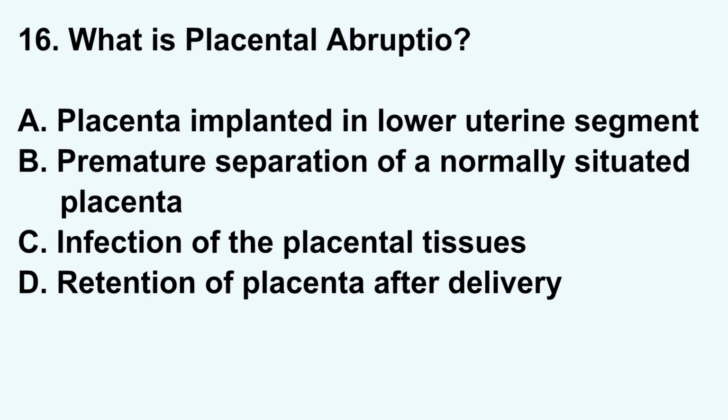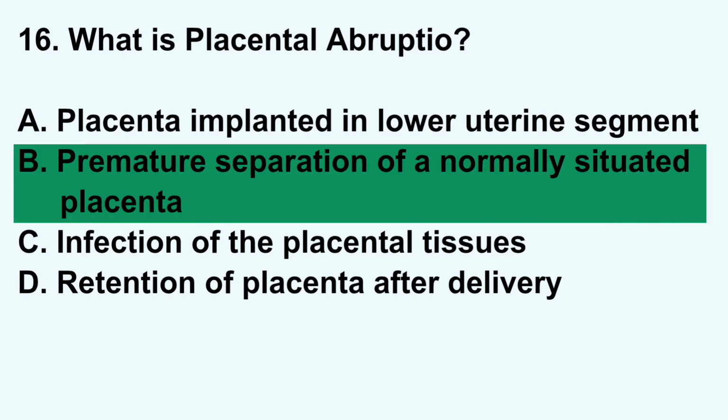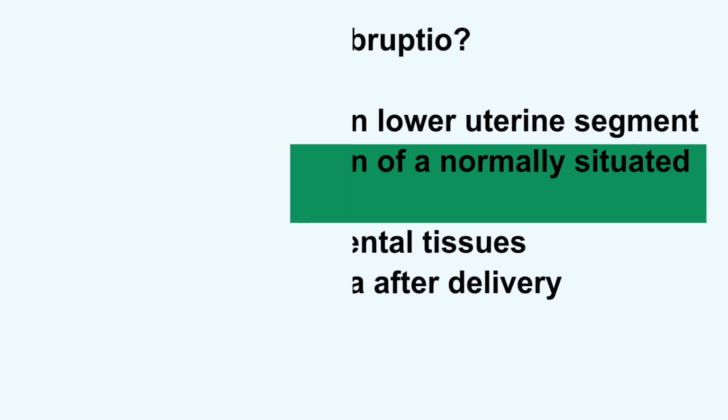What is placental abruptio? A. Placenta implanted in lower uterine segment. B. Premature separation of a normally situated placenta. C. Infection of the placental tissues. D. Retention of placenta after delivery. Correct answer, B. Premature separation of a normally situated placenta.